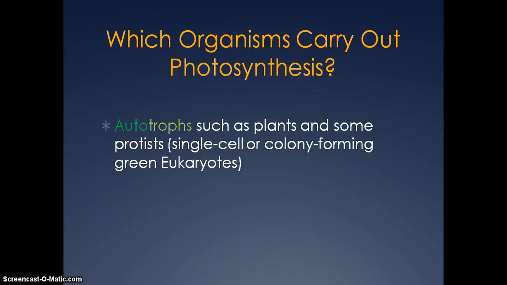Photosynthesis is carried out by autotrophs, which basically symbolizes those types of organisms which are able to harvest energy on their own rather than using food as a source of energy. So plants and some protists, which are single cell or colony forming, such as algae, eukaryotes, are examples of autotrophs. Autotrophs are green or have a pigment which works like a green chlorophyll pigment.